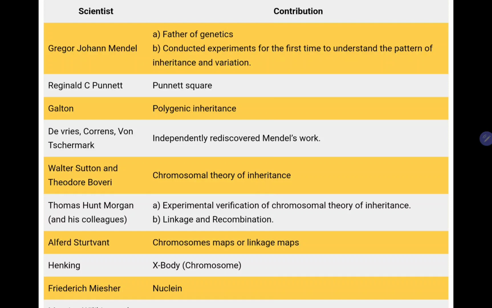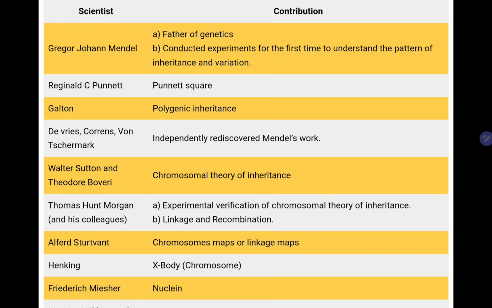Walter Sutton and Theodore Boveri. Chromosomal theory of inheritance. They studied Mendel's hybridization experiments together and made the parallelism of chromosomes and genes. Thomas Hunt Morgan. He is the father of experimental genetics. He experimentally verified the chromosomal theory of inheritance.